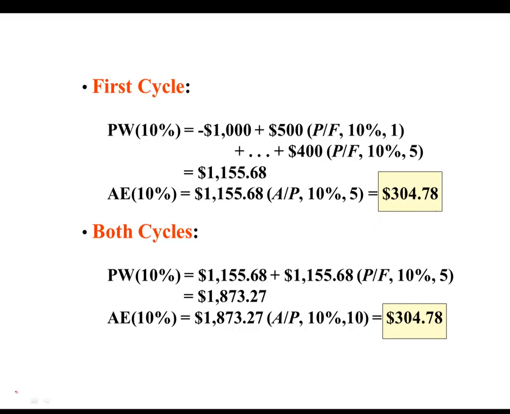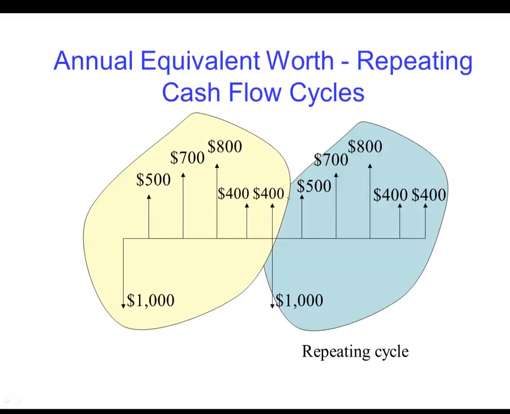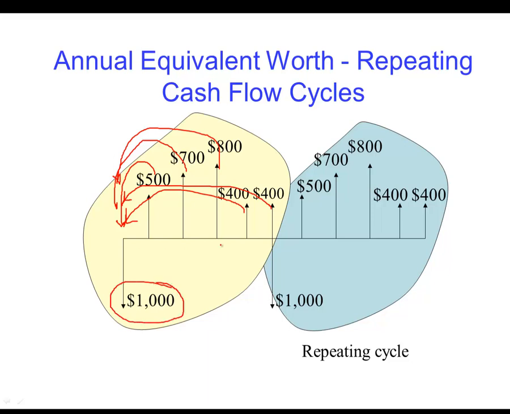$304.78. If we go back to the diagram, you can see that we can bring all these values back to 0, then calculate the net present worth for these values. One will be positive, the other negative, and you can find the value, and based on that you can find the annuity over 5 periods.